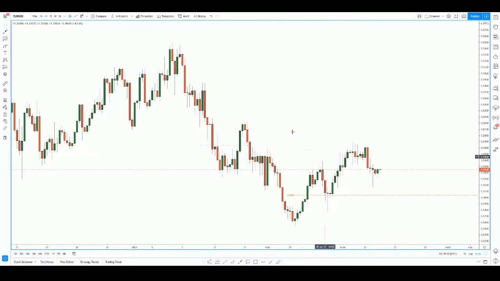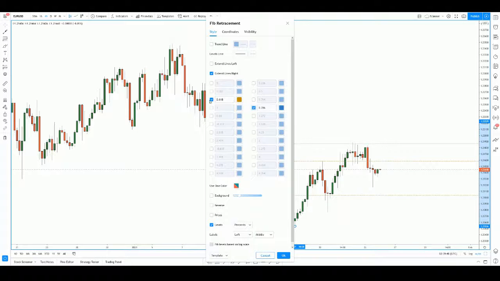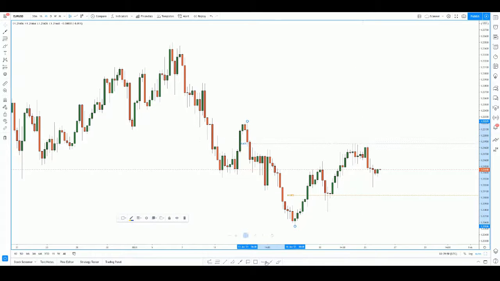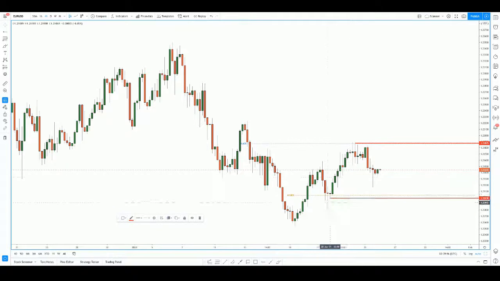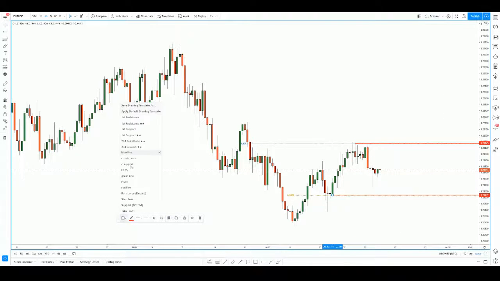At the same time, looking at the previous movement from the high to the low, we can also do a retracement. I'm thinking a 78.6, and we see that price reacted at the 78.6 level over here. So let's put in the resistance, and then let's put in the support level that we're looking at.